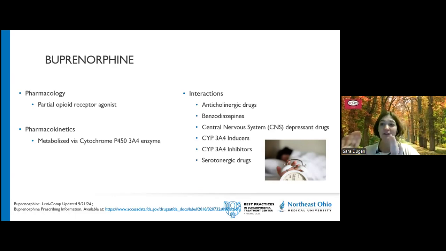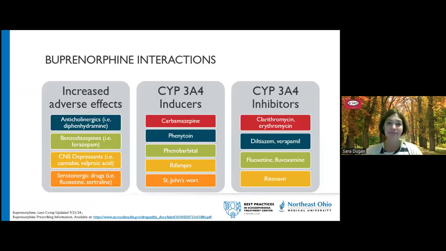So we have several classes of medications that interact with buprenorphine, and we're going to look at them individually on the next slide. So of those interactions, I broke them into subcategories. So many of those classes of medications can increase the adverse effects. So buprenorphine is an opioid agonist. It has similar actions to other opioids. One of those actions being sedation, constipation, which could potentially be made worse by other medications, things like anticholinergics.